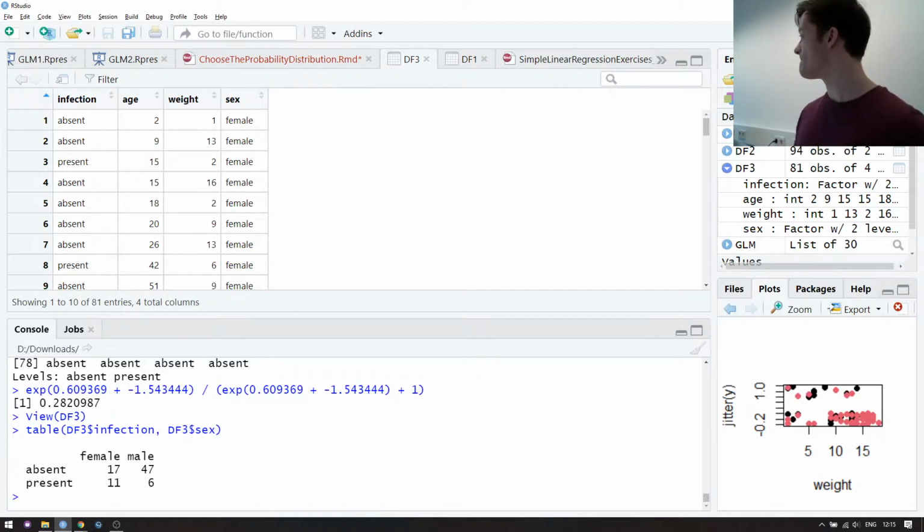Yeah? Yes? We can also lose degrees of freedom. Yeah, definitely. If your sample size is lower, the degrees of freedom that you have are lower, so you can also use a less complex model.